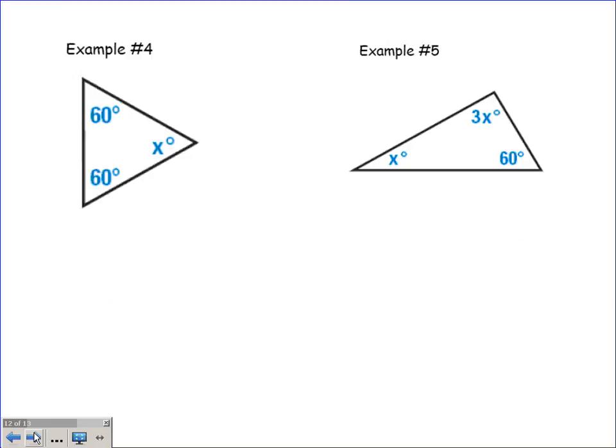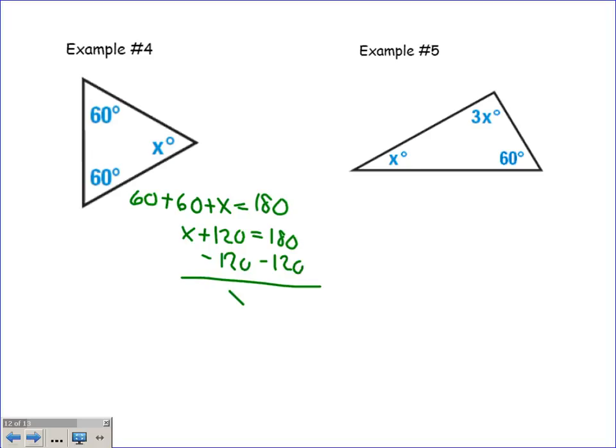Okay, these are some special ones. These are the last two on the page, is that right? Okay. These are both very special triangles. We say 60 plus 60 plus x equals 180. If we combine like terms, we have x plus 120 equals 180. If we subtract 120 from both sides, we'd get x equals 60, and that's what this measure is. Okay? What would be another name for this triangle if it's 60, 60, and 60?